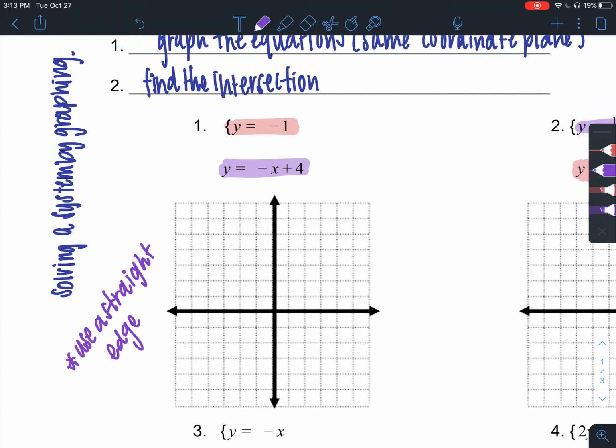To check our solution, we can plug in. So y is -1 and 5 is x. So if I plug -1 into this equation, I get -1 equals -1. That's true. And for this one, if I plug y in, -1 equals -5 plus 4. So I get -1 equals -1, which is true. Okay, so we just proved that those two are solutions. Let's hop over here to this next example.